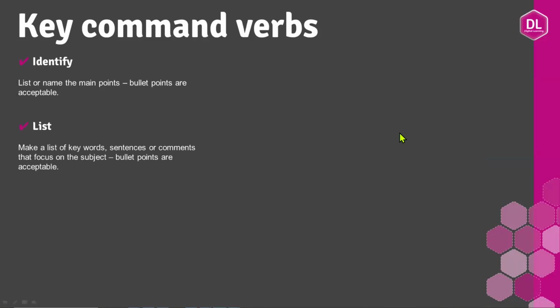Just list. You can use bullet points. If you are asked to list something, you just make a list of keywords. Again, you can use bullet points. It could be keywords, sentences, comments, whatever the subject of the question is. You may need to summarize as well, which means give the main points, but you need to write in full sentences. So when you summarize, give the main points in full sentences.